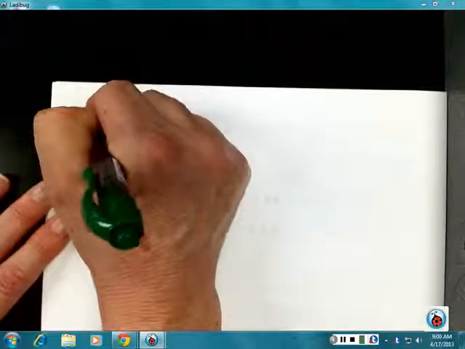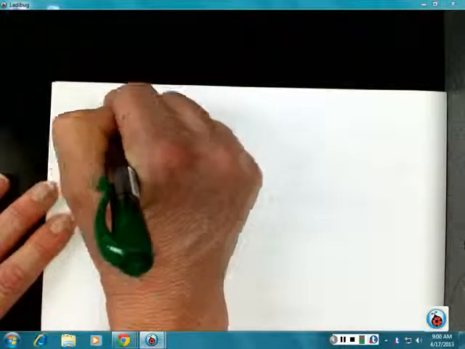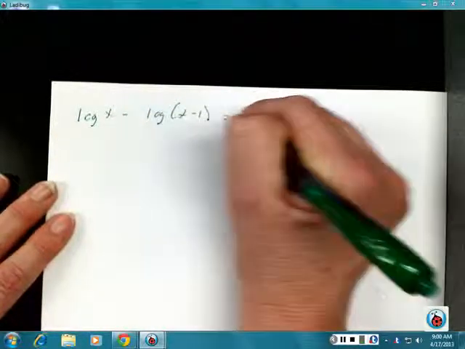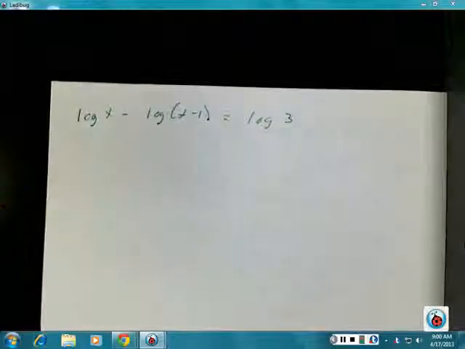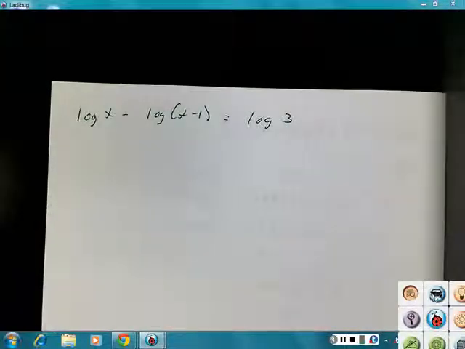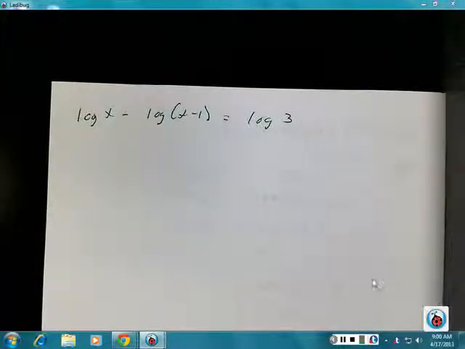Another type, not quite like the section where we had 11 different possibilities of stuff that could possibly come out of those, is when you have logs on both sides. So you have log x minus log (x minus 1) is equal to log 3. Now these are easier because you have logs in both parts. This is kind of out of focus. Are those supposed to be exponents? There, that's better.